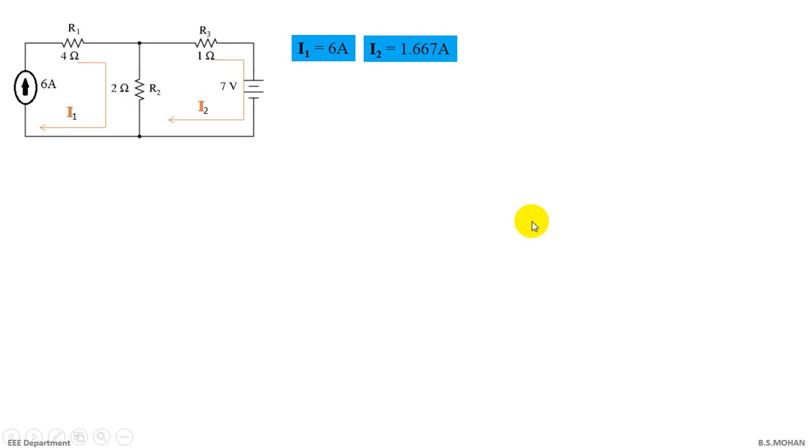So this is the circuit that we have used to solve, and based on the solution we have seen that we have got I1, I2 as 6 and 1.667 amperes. I1 we have not solved, we have just inspected for it, and I2 we have solved by applying mesh current analysis, and we have got the answer as 1.667 amperes. So the first question given in the problem was to find Vx.